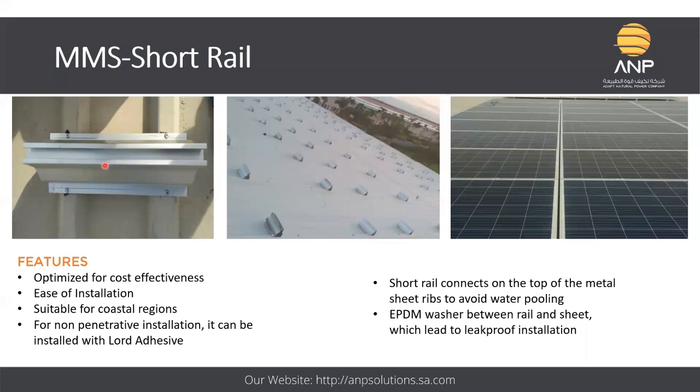So as you can see here, first of all, you have to install this short rail. Then you will be installing modules on the top of the short rail. And as I say, the height of the short rail should be such that there is a flow of air below the modules. Because if the height is less, heat will generate below the modules and it will affect the performance of the system, because the temperature loss will be more in that particular case.